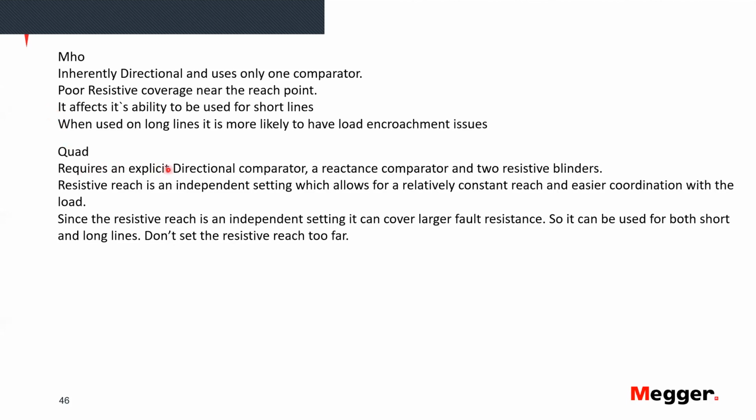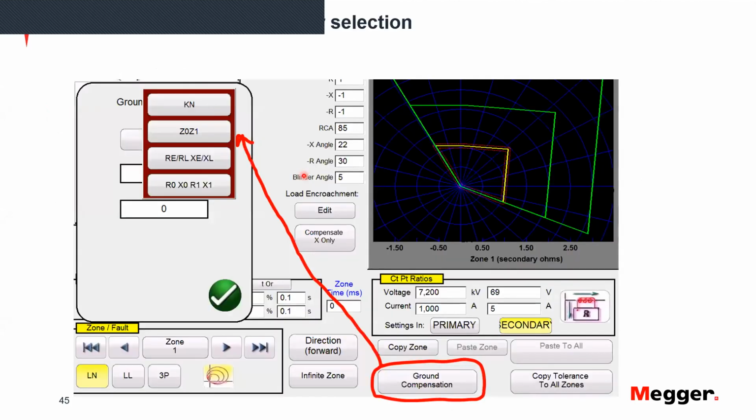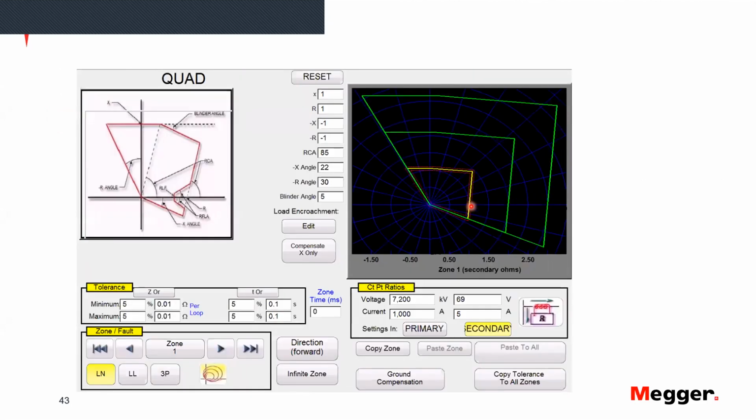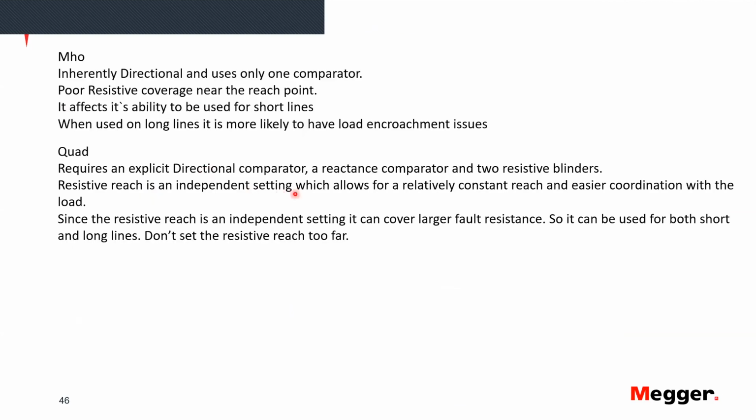Now, quad requires an explicit directional comparator. The quad has 4 comparators. It has a directional comparator because it's not inherently directional like the MHO is. It has a reactance comparator and it has 2 resistive blinders. We saw that on the characteristic when we showed it. The resistive reach is an independent setting because you can set how much you want to reach on the resistive axis. It's an independent setting on the relay, which allows for a relatively constant reach and easier coordination with the load.